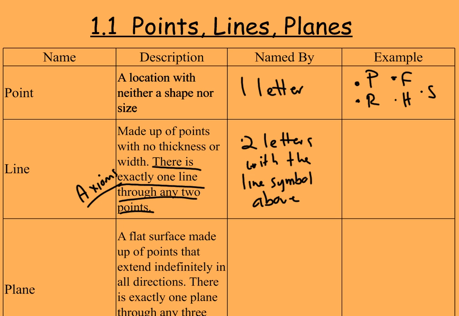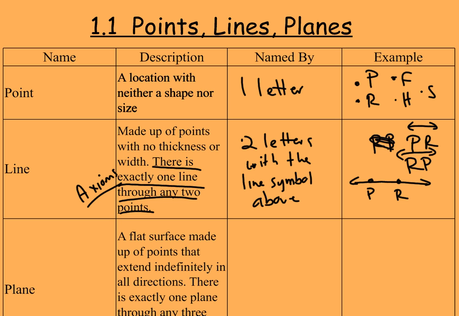So as an example, if I'm looking at line PR, the way that will be written is PR, like that, with the line above it. But what's fun is that I could also write RP, and that's going to be the same thing, representing the same line.